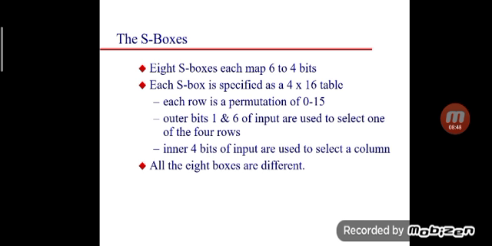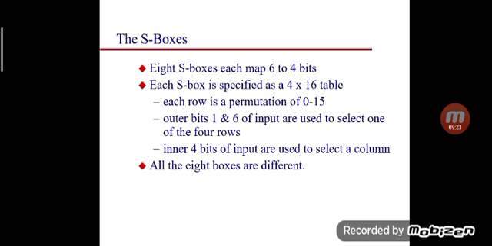Okay, so it is the concept of S boxes. So we have 8 S boxes and each has an input of 6 bits and output of 4 bits. Each S box is specified as a 4 into 16 table. In this, each row is a permutation of 0 to 15, and the outer bits, that is bits 1 and 6 of input, are used to select one of 4 rows, and the inner bits of input are used to select the column.